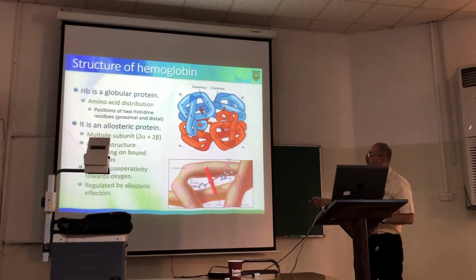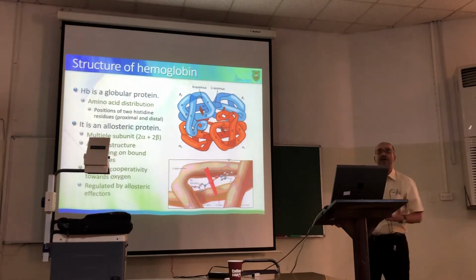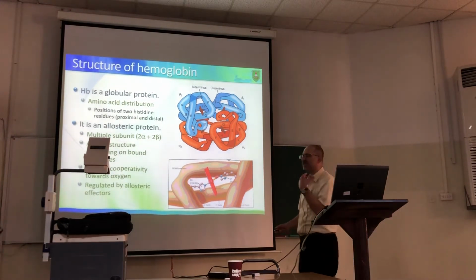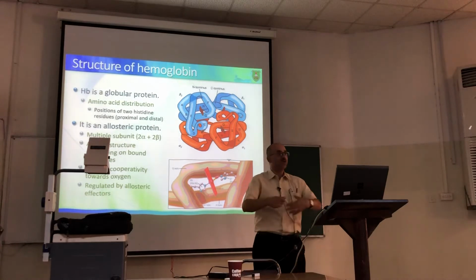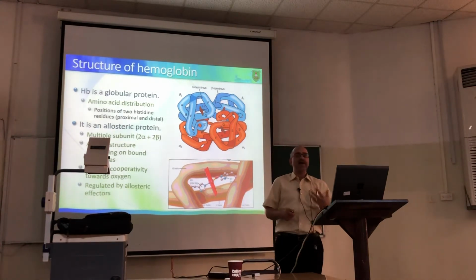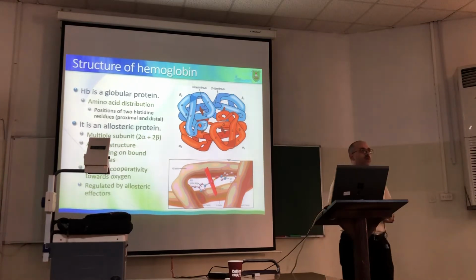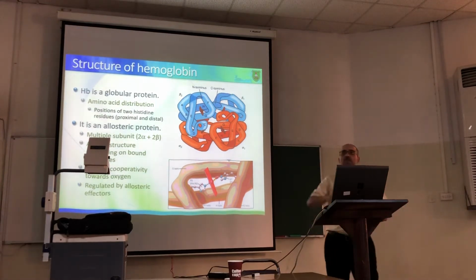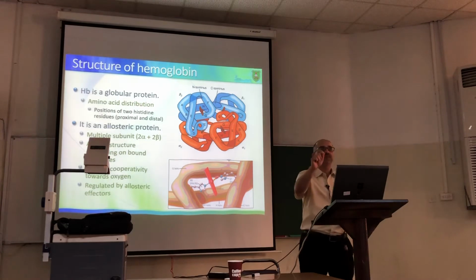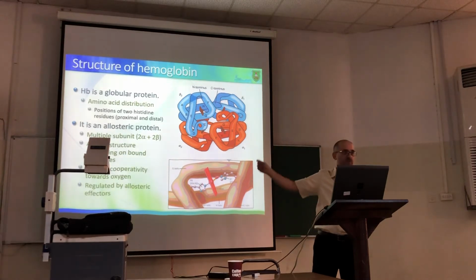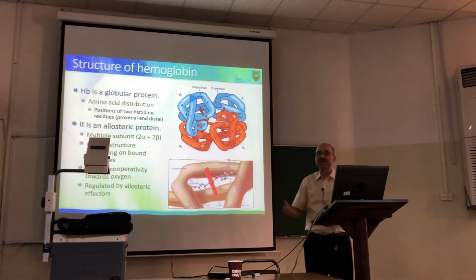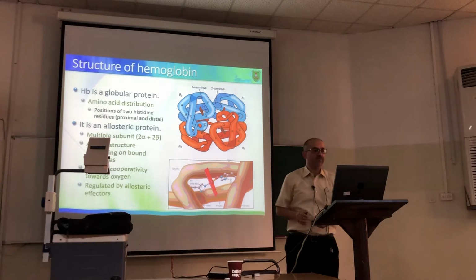Now there is also positive cooperativity. As an allosteric protein, it has cooperativity, and this cooperativity is positive for oxygen. What it means is that binding of one oxygen makes it easier for a second oxygen molecule to bind, which makes it easier for a third one to bind, and so on. Okay? So that's the meaning of cooperativity.